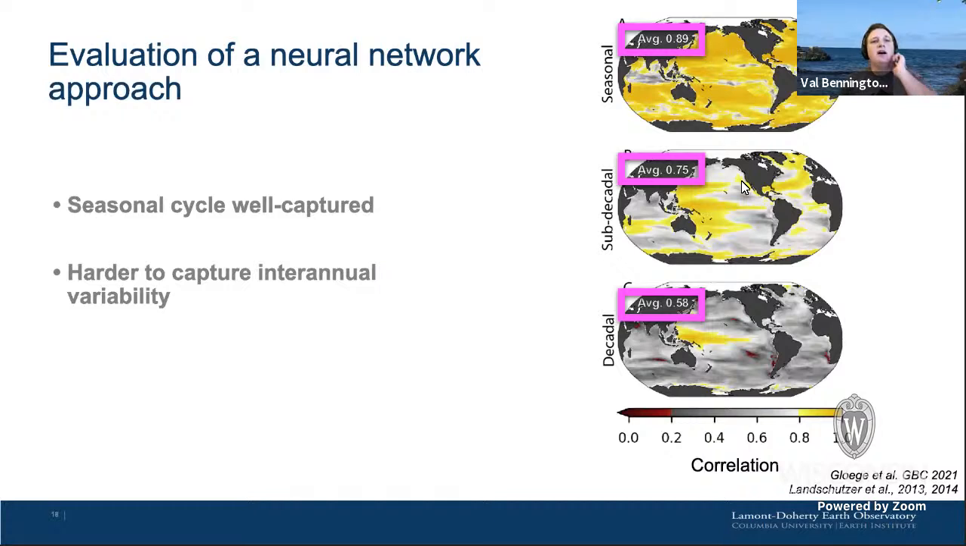Additionally, he found that the seasonal cycle, here we're showing correlations between the modeled seasonal cycle within the Earth system model and the reconstructed seasonal cycle from the machine learning approach. And you see that the machine learning approach does really well at capturing the seasonal cycle with high correlations. But as you go to longer timescales, these correlations go down, and it's harder to capture that interannual to decadal variability using this data approach.